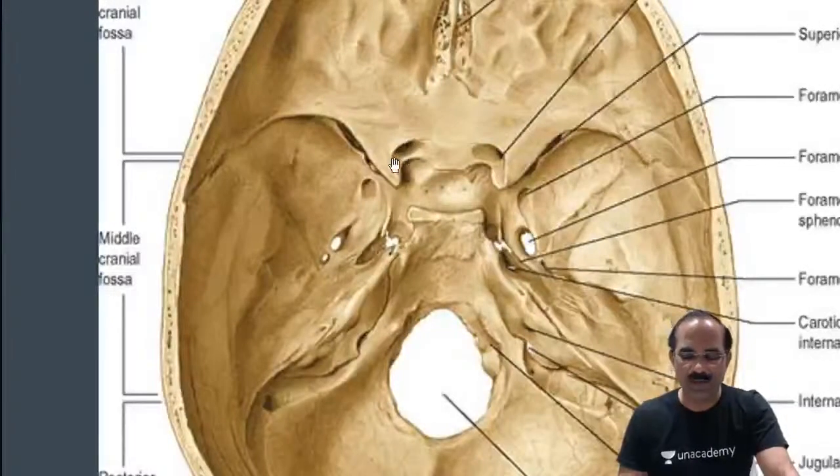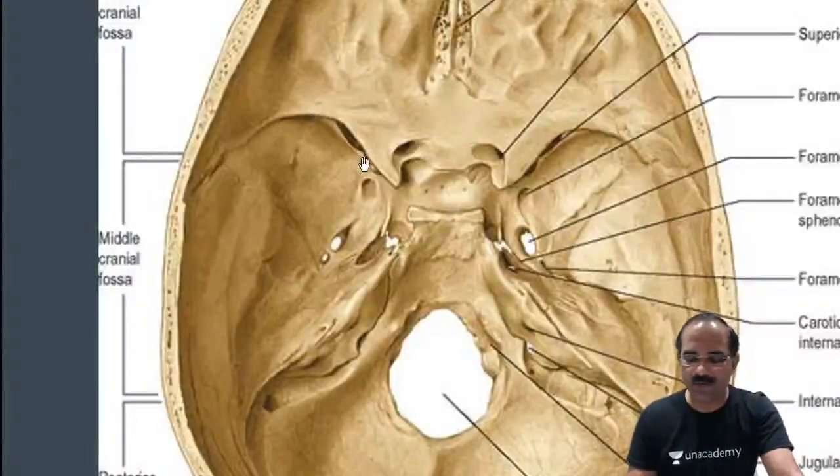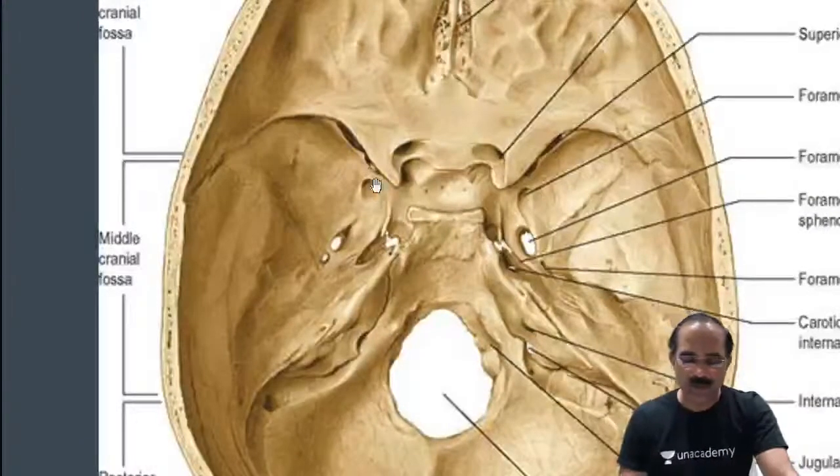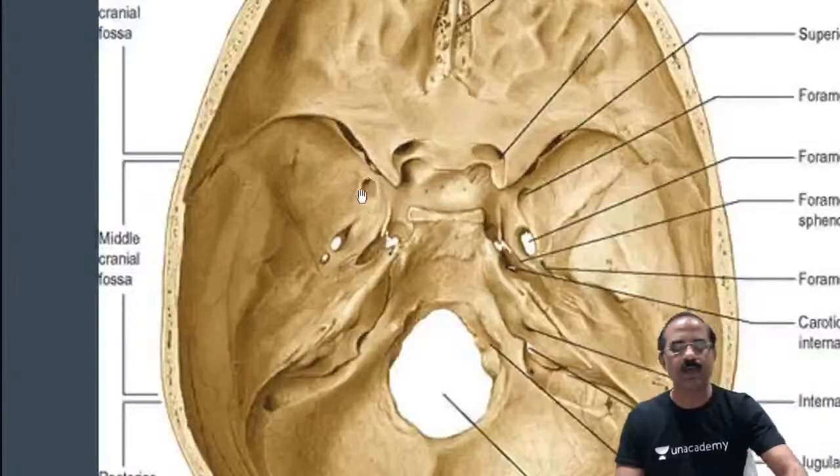Come on, be fast. This is the optic canal. Optic canal. Very good. What is this fissure? ये क्या fissure है? That's the superior orbital fissure. Yes. What is this foramen? ये क्या foramen होगा?